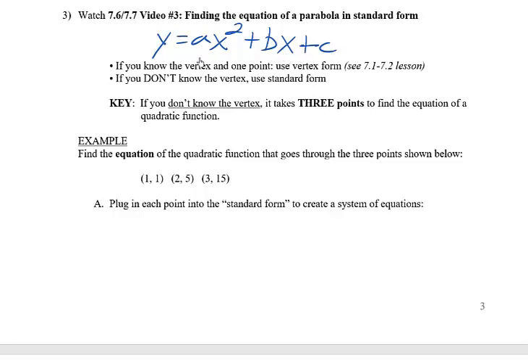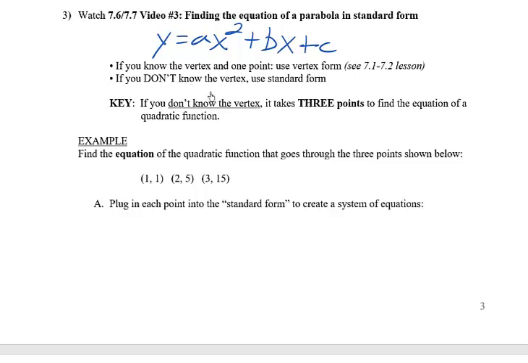Remember, if you know the vertex, you should not be doing what we're doing in this video. You should be using vertex form. We covered that back in the 7.1 and 7.2 lesson. It was a pretty easy process because if you knew the vertex, you could plug in the h and the k right off the bat, and then do a temporary plug-in to figure out a. That's really a much easier process.